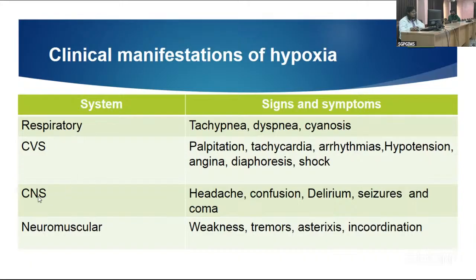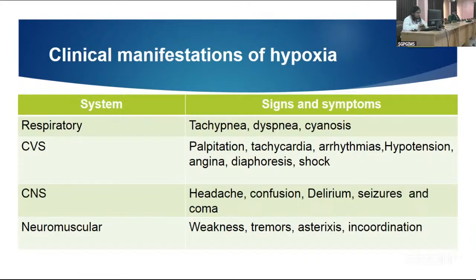Now what goes in the central nervous system? It is headache, confusion, delirium, seizures, and coma. And for neuromuscular, it is weakness, tremors, hysteresis, and incoordination. Some people might not know what hysteresis is. It is the jerking movement. Like when we are holding something our hand shivers, or when we try to stand up our legs shiver.